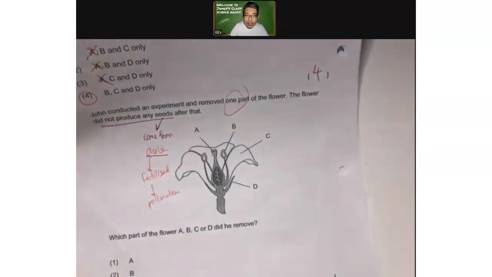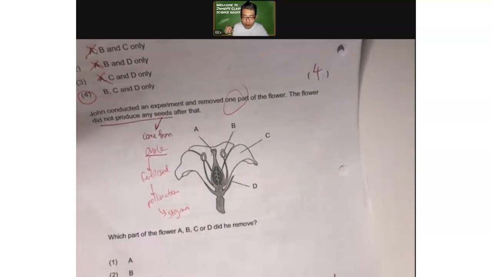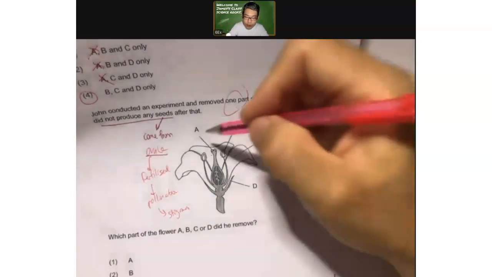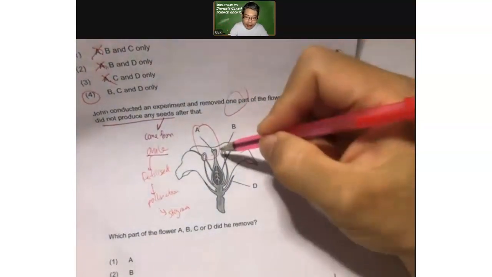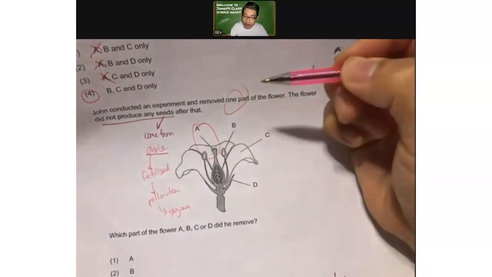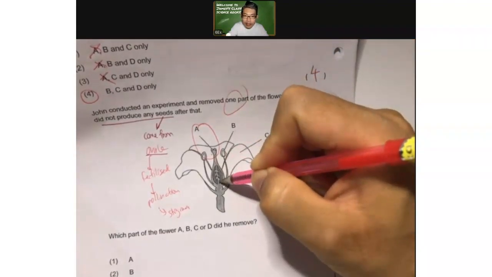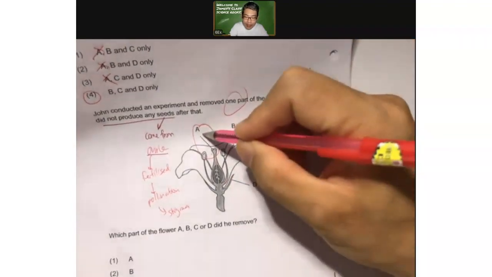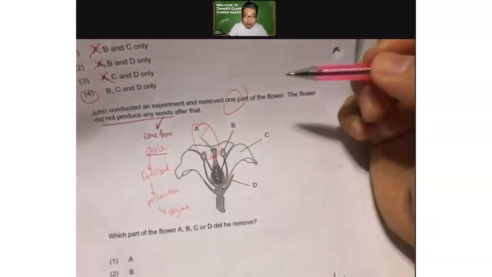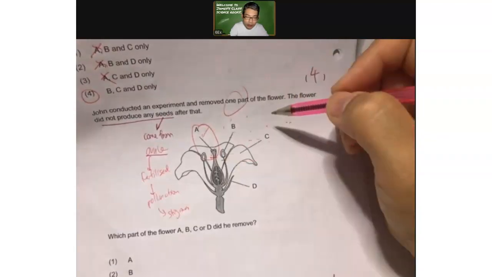And for pollination to happen, there must be a stigma to receive the pollen grains. So when we remove part A, the stigma, no more pollen grain can land on the stigma because there's no more stigma. No pollen tube can grow down. Of course, there's no fertilization and there's no seeds. A is the answer if you cut off the stigma. Now, what if you remove the anther? Well, there can still be pollen grains in the wind somehow, or from the other flower, or from other insects.